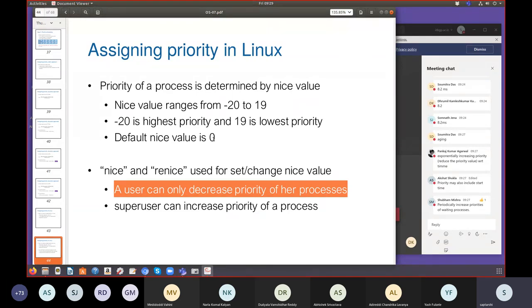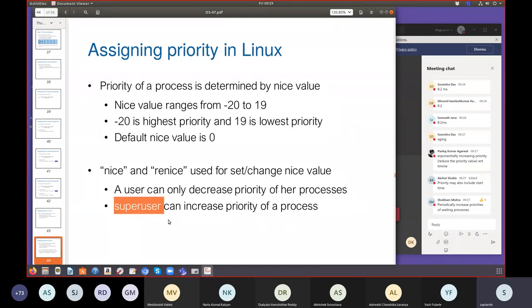However, you cannot arbitrarily increase priority of your process. That can only be done by the super user or the root user. Only the super user can increase priority of a process. A normal user can only decrease priority. That is why the command is called nice. It gives you the option of being nice to others by decreasing your own priority.